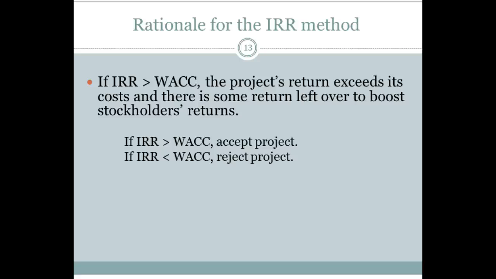So the weighted average cost of capital was 10%. We don't need it to compute IRR, but we do need it to make the decision, okay? So in this case, for both projects, the returns were greater than the cost of capital, so you could accept them if they're mutually exclusive. Take the one with the higher internal rate of return.